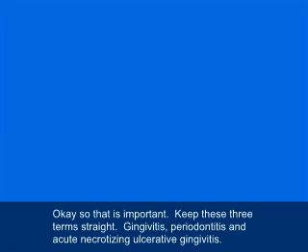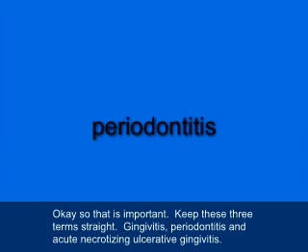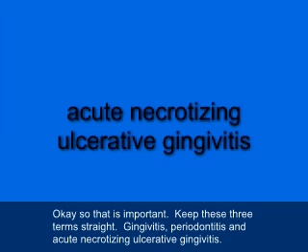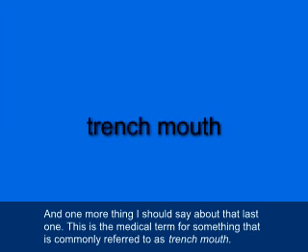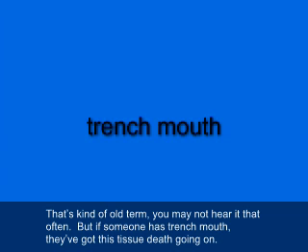Okay, so that's important. Keep these three terms straight: gingivitis, periodontitis, and acute necrotizing ulcerative gingivitis. And one more thing I should say about that last one is this is the medical term for something that's commonly referred to as trench mouth. That's kind of an old term. You may not hear it that often, but if someone has trench mouth, they've got this tissue death going on.